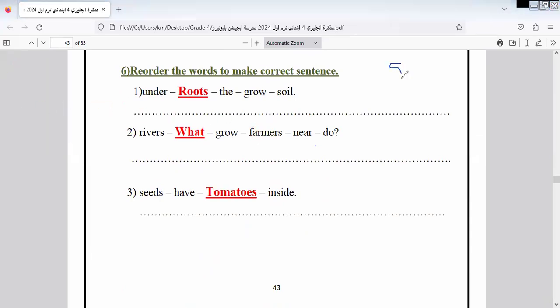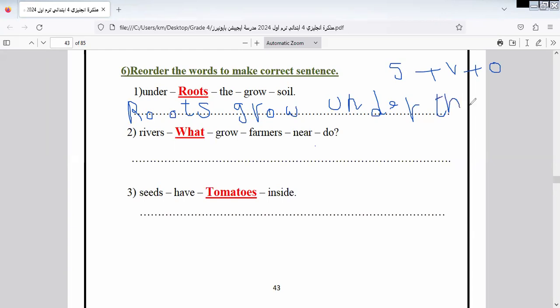Here is subject plus verb plus object. Let's answer the question. Here is roots. This is the subject. Where is the verb? Grow under the soil. And I put a full stop at the end of the sentence.